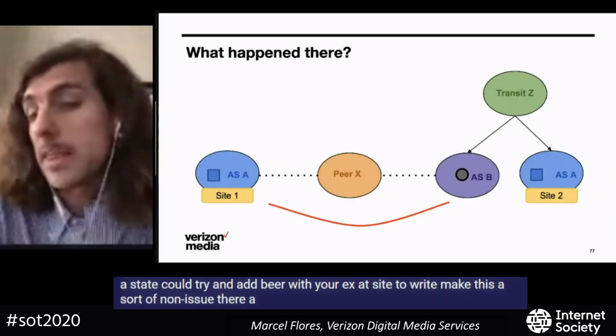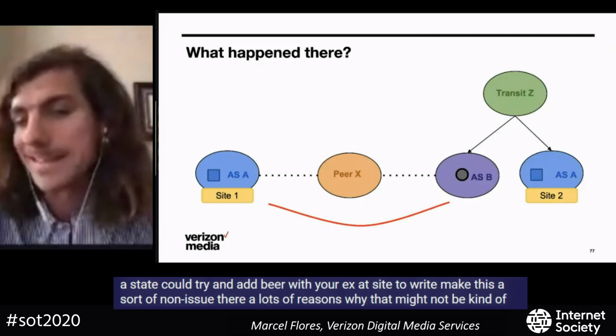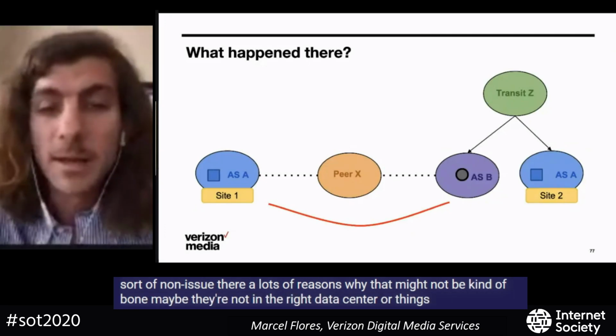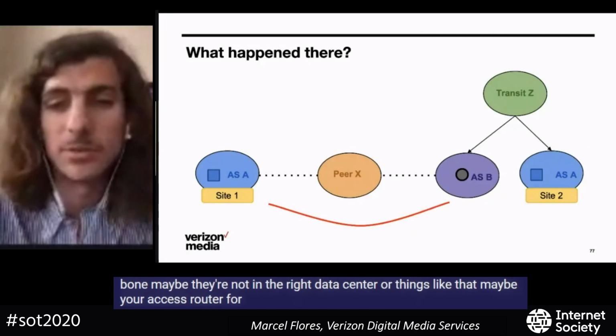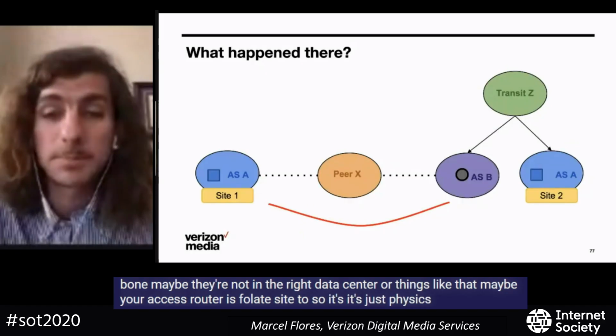There are lots of reasons why that might not be tenable. Maybe they're not in the right data center or things like that. Maybe Peer X's router is full at site 2, so it's just physically not an option.